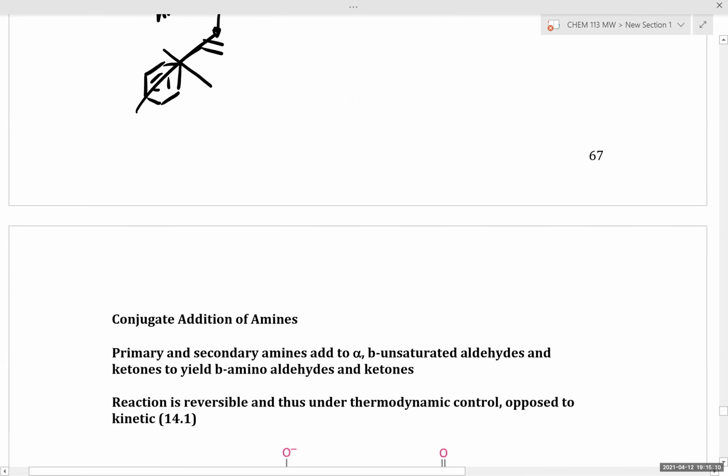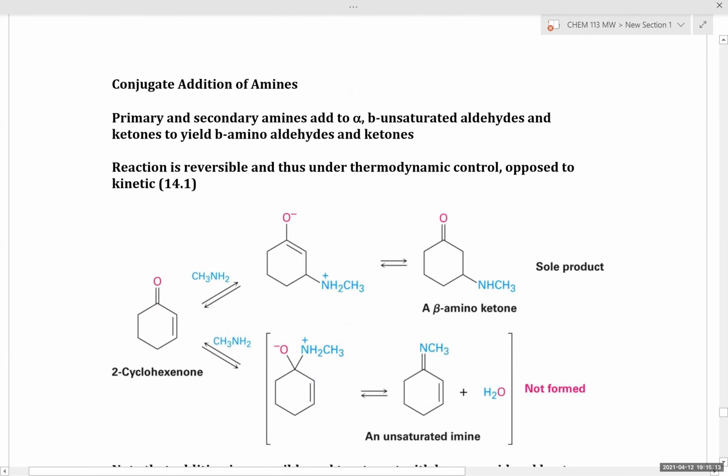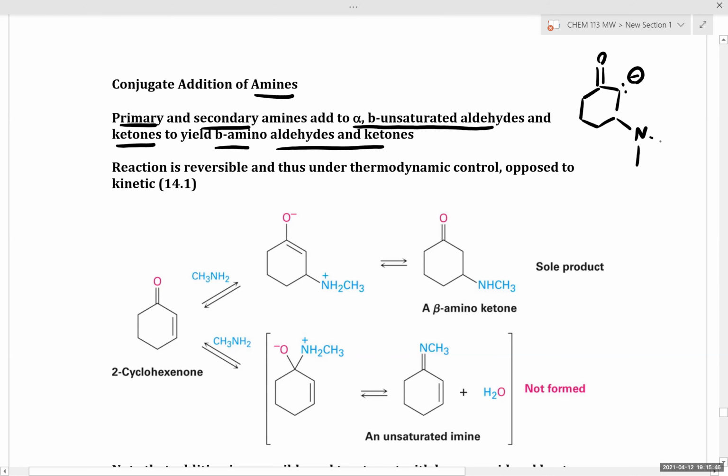So let's look now at one example of conjugate addition, which is the conjugate addition of amines. Now, when you have primary and secondary amines, these primary and secondary amines add to alpha beta unsaturated aldehydes and ketones to yield beta amino aldehydes and ketones. So why no tertiary? Why are tertiary amines not viable? Well, let's think about what happens. After addition, we'd end up with the following addition product.